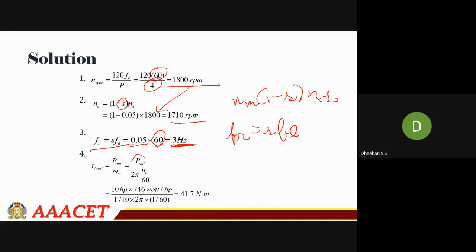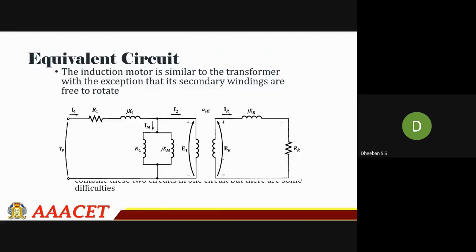Tau load is nothing but P out by omega m. But the P out here is given in HP, so you have to convert this HP into watts. 10 HP, the conversion is over here. So finally, if you put it in, you'll get the value like this.